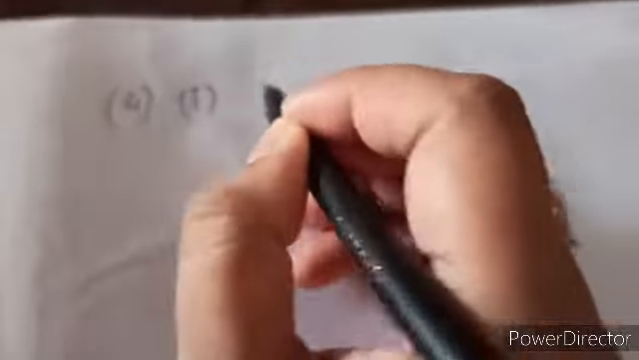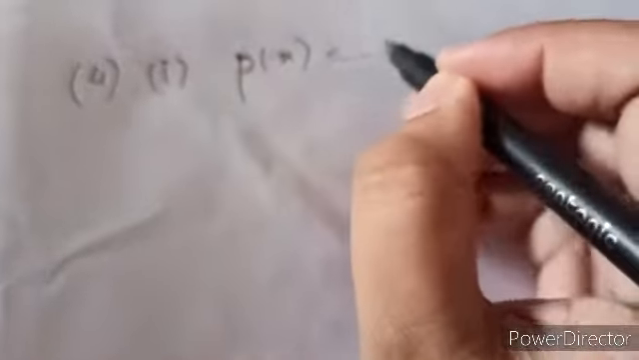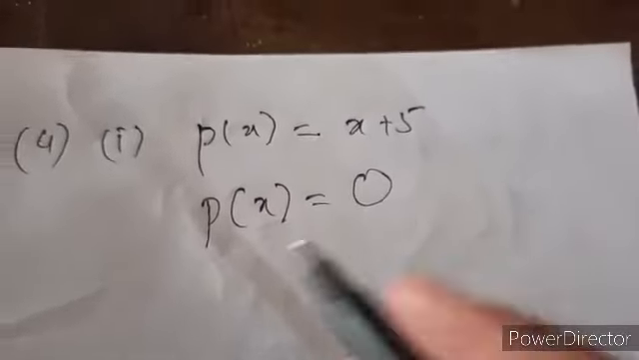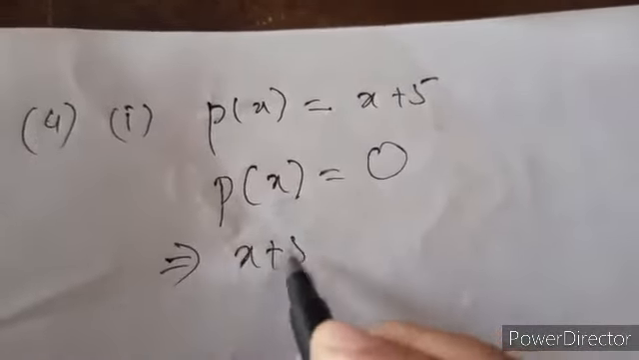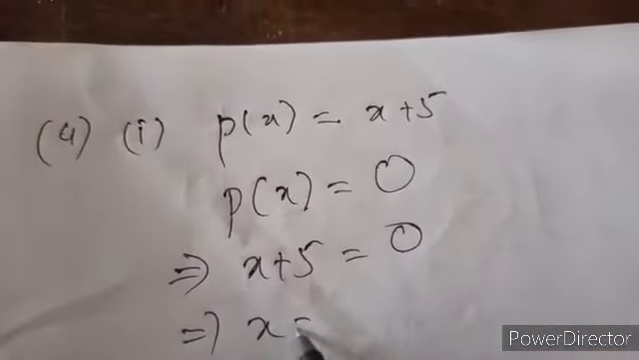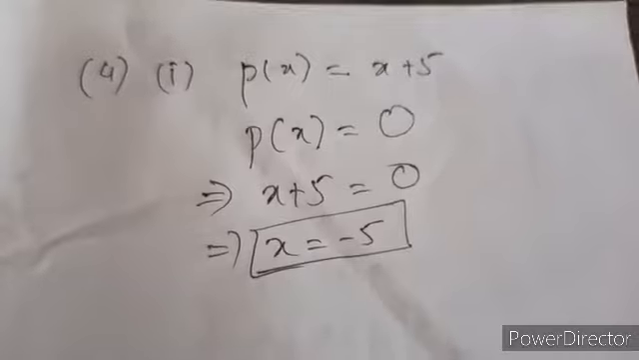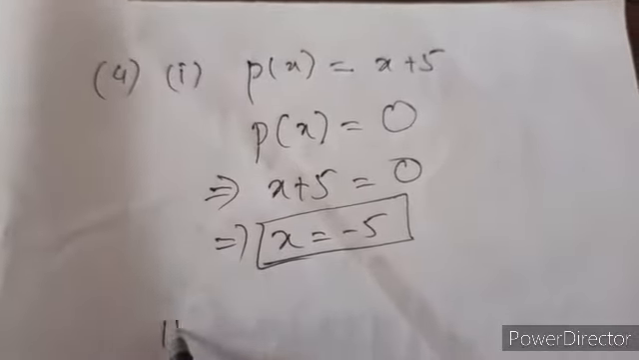So simply I am taking the first question. The polynomial is given to be x plus 5. Here now there is no x value. You have to now find the x value. So how will you find it? Simply you have to compare the polynomial with 0. And then if you write here x plus 5 equal to 0, then x is coming equal to how much? Minus 5. So this is the value of the 0 for the first question.